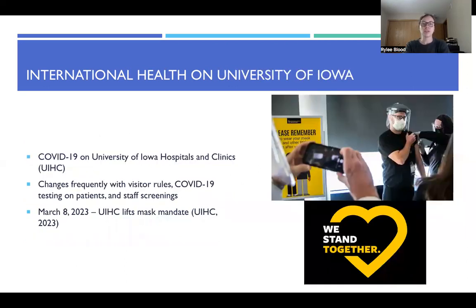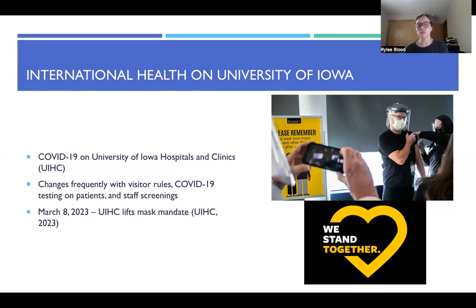Lastly, we're going to talk about international health on the University of Iowa, or my local area and where I work. So when COVID-19 started, initially the University of Iowa was essentially shocked, right? There were frequent changes and we didn't really know what to expect. If you can see that picture to the right there, this is actually one of my coworkers in the emergency department. That is what we looked like walking around the hospital with the mask, eye and face shields.